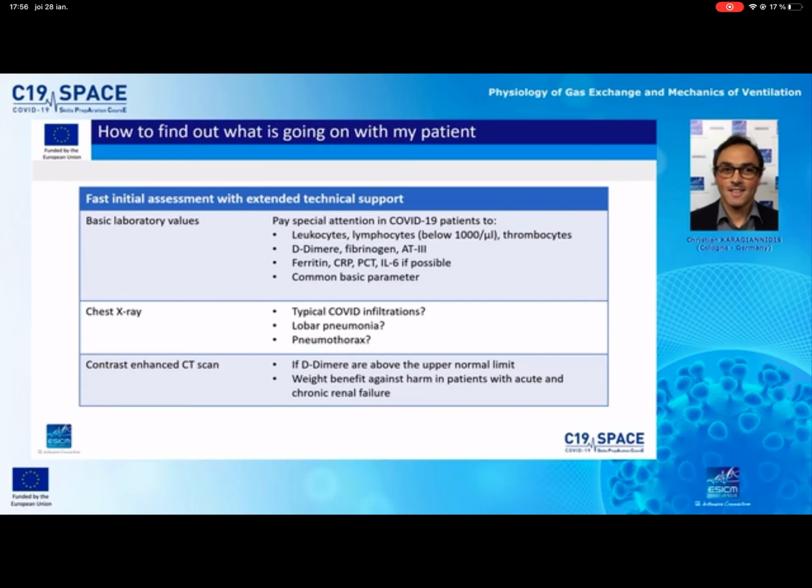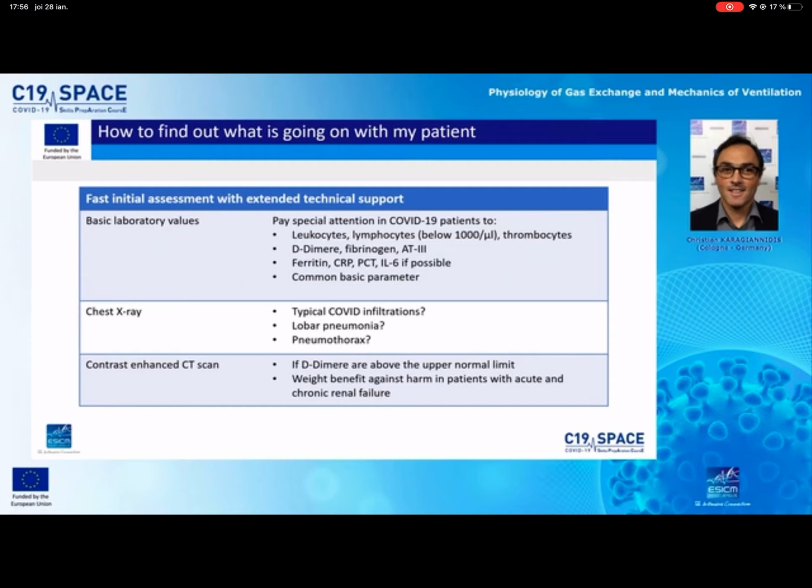The chest X-ray can be performed very quickly, and in many patients it shows the typical COVID infiltrates, but it also shows you if there is a lobar pneumonia and a bacterial superinfection, whereas a pneumothorax is very seldom in these initially presenting COVID-19 patients.